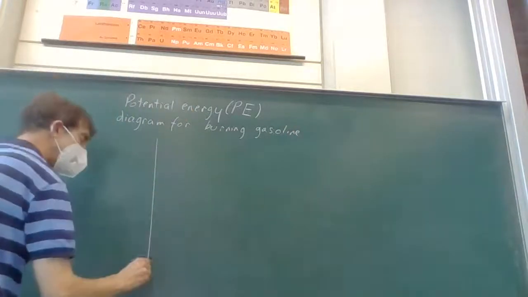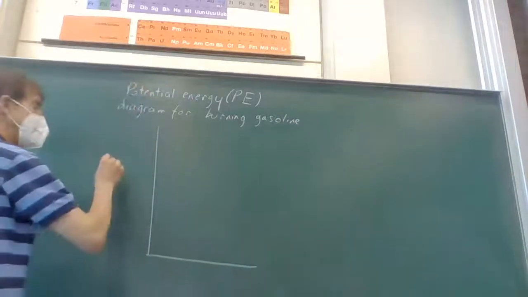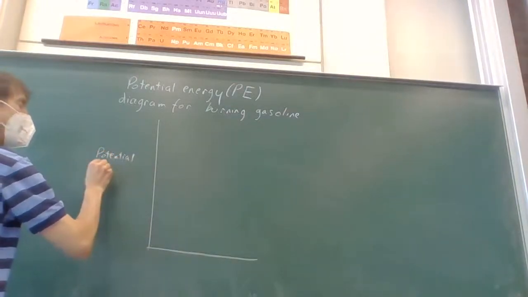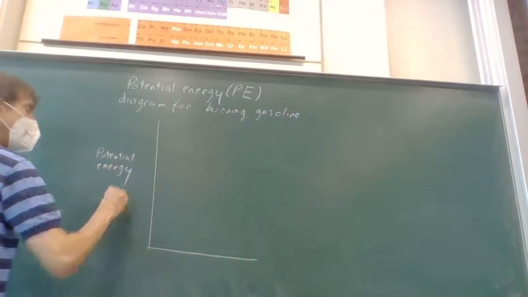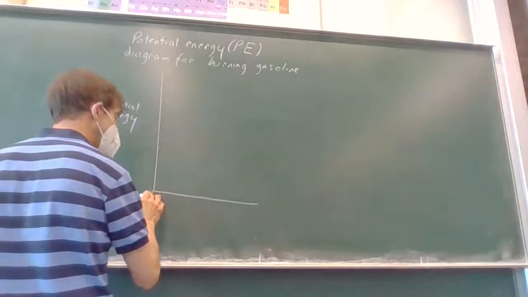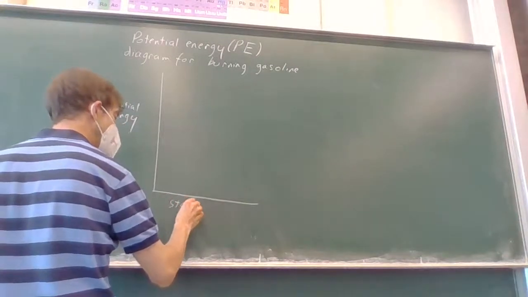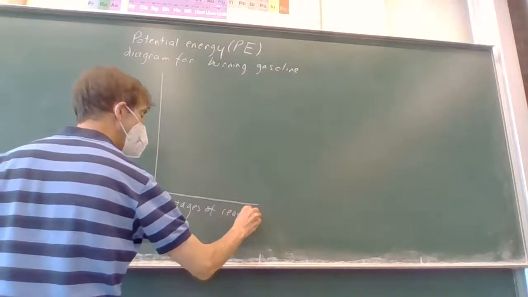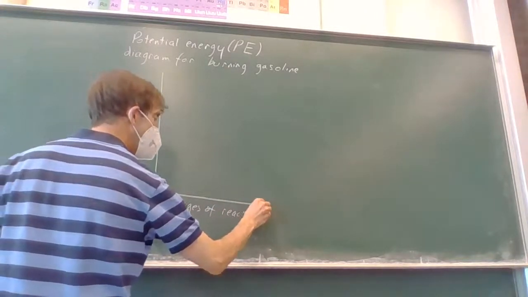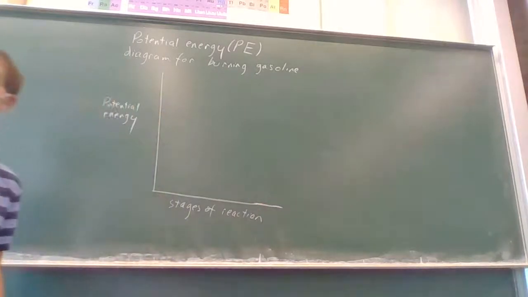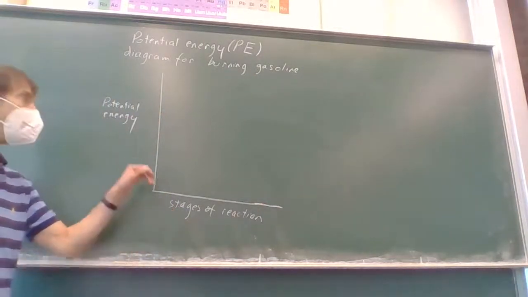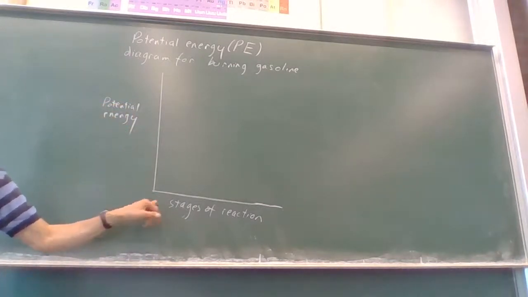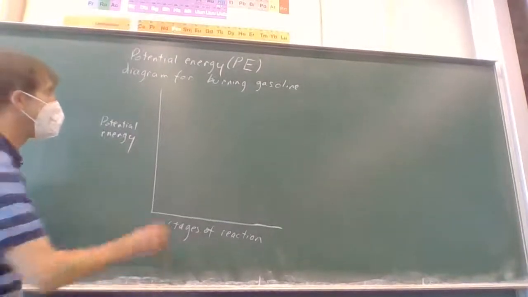Okay, here we go. On this side, that's the amount of potential energy. And this is going to be almost like time. We're going to say stages of reaction. I'll let you know what I mean by stages of reaction as we go on. So, folks at home, potential energy is on the y-axis, stages of reaction on the x-axis. Here we go.